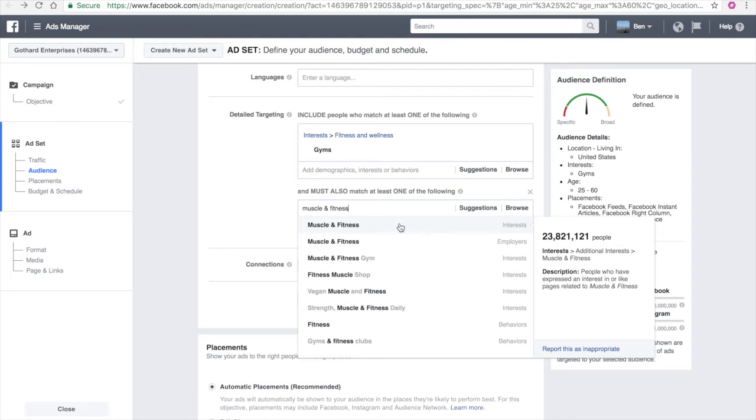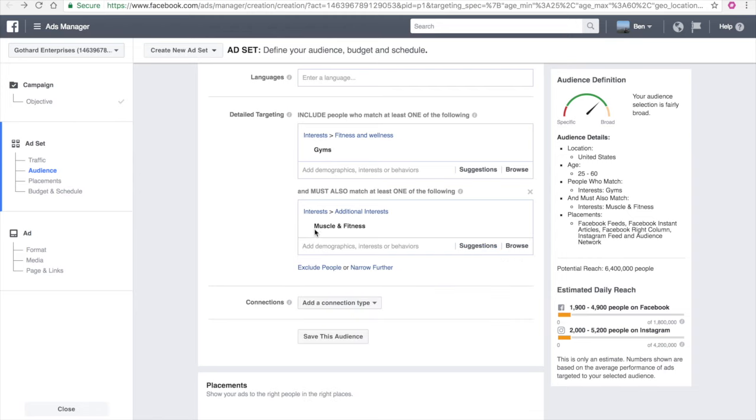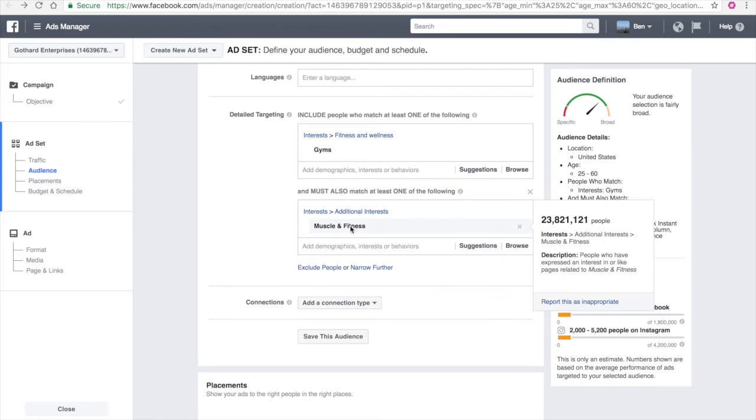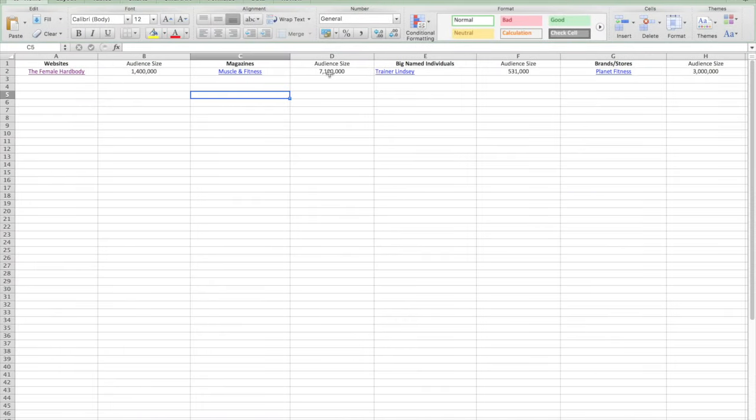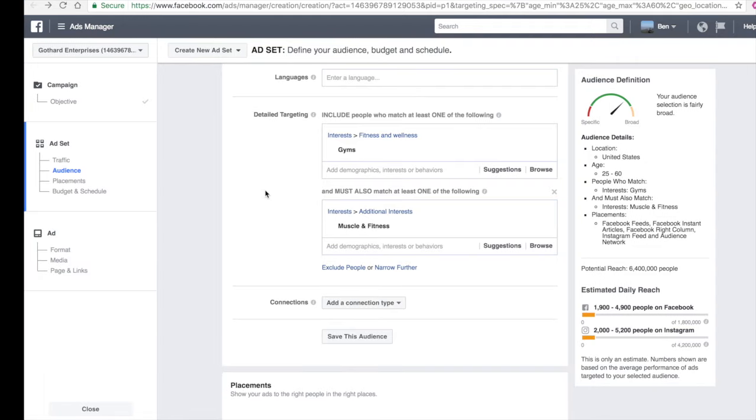However, we're not exactly sure, because if we go into interests, it might be Muscle and Fitness. If we see here, it's claiming that Muscle and Fitness has 23.8 million, yet the page that we found is 7.1 million. So again, we need to be careful with what we're targeting and who we're targeting, and we really need to spend a lot of time and be very deliberate about it.